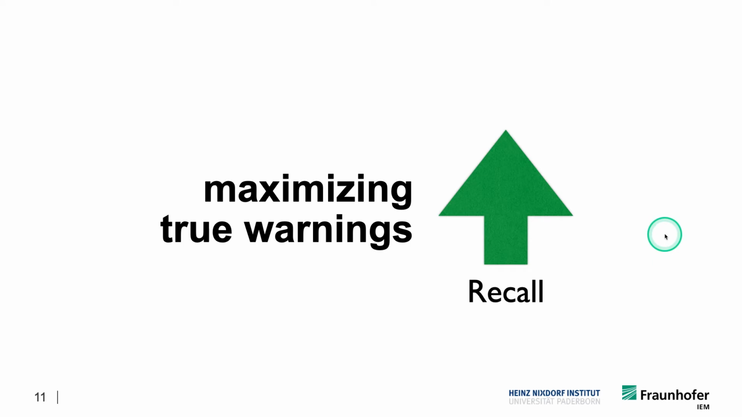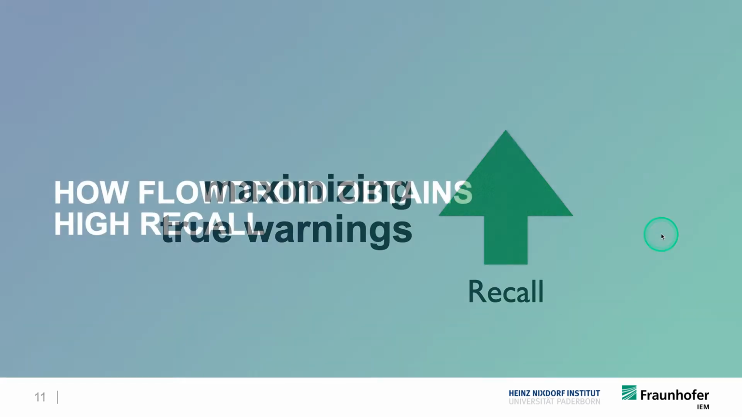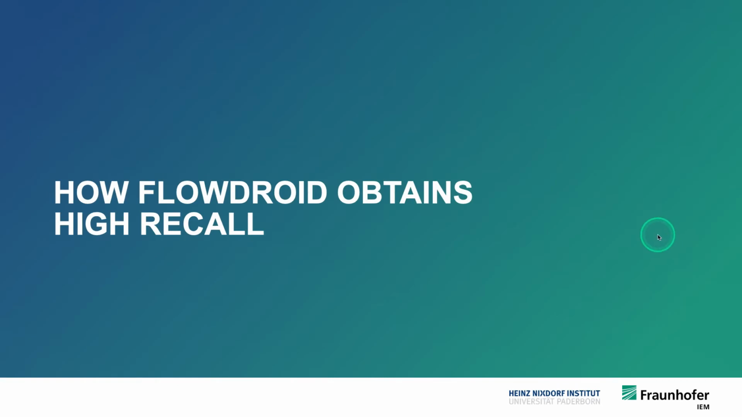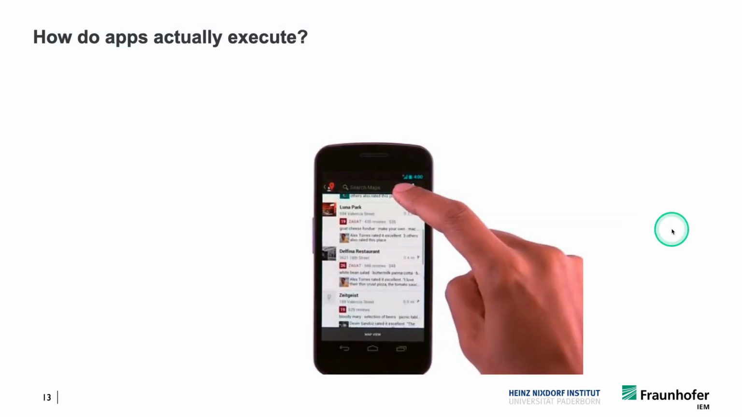So let me first talk a little bit about maximizing true warnings, so basically maximizing recall. So how does FlowDroid obtain high recall? In order to understand this, we first have to understand the actual challenge, because if you analyze a plain old Java program, things are rather simple. So you would start at the beginning of your main method, and then you would just build your call graph from there and explore the entire program.